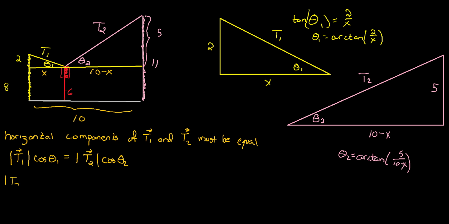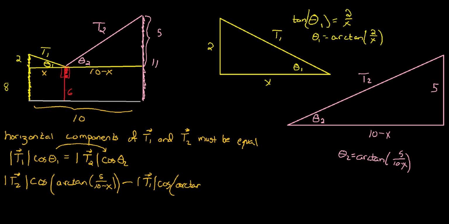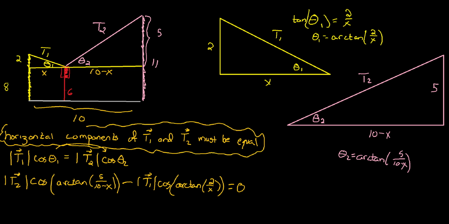So when I come into my equation, I can say the magnitude of T2 times cosine of theta 2, which is arctan of 5 over 10 minus x, and I'll just move this over to the other side, minus the magnitude of T1 times cosine of theta 1, which is arctan of 2 over x, must equal 0. Again, what we're working with here is the idea that the horizontal components of T1 and T2 must be equal, because in the horizontal direction, those forces on the traffic light must be balanced.